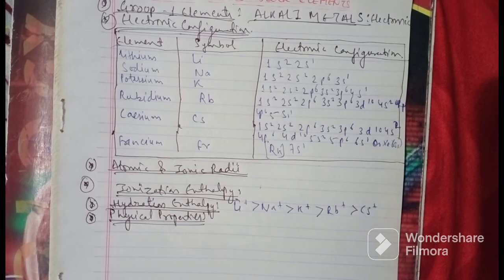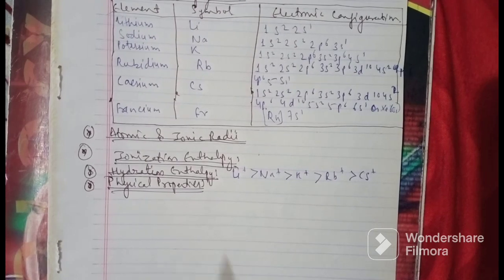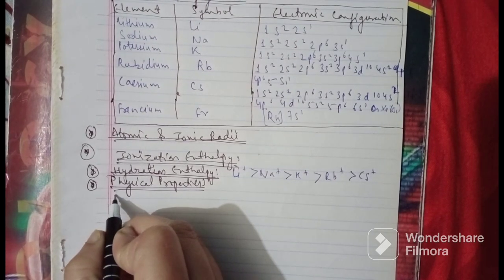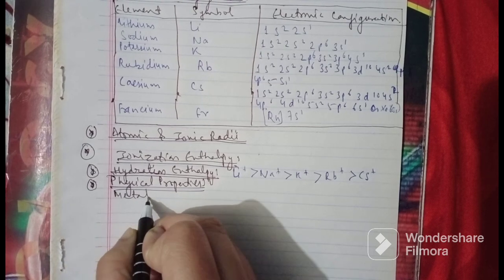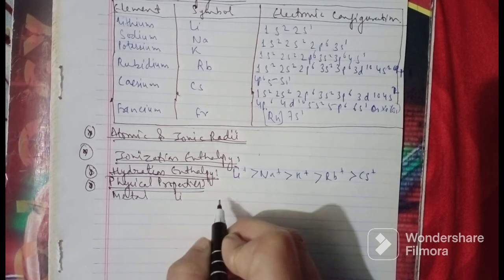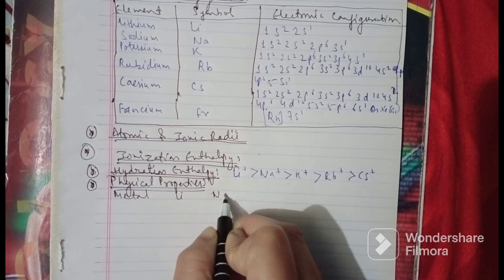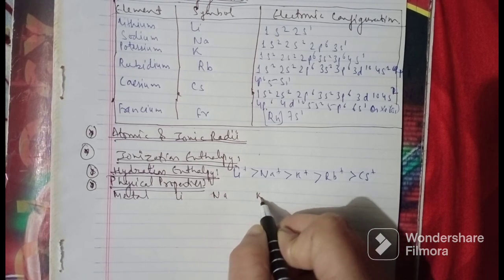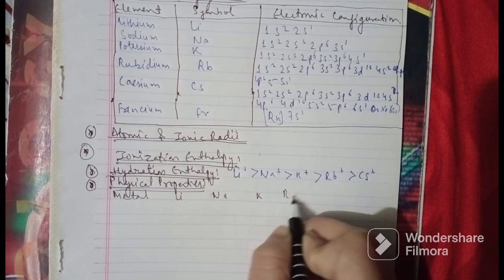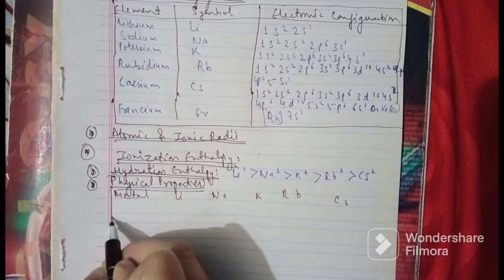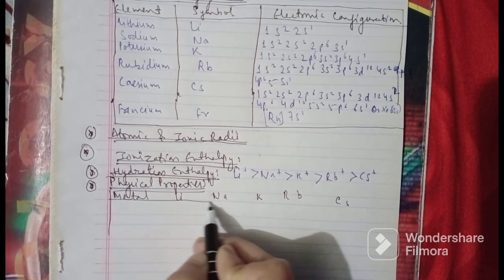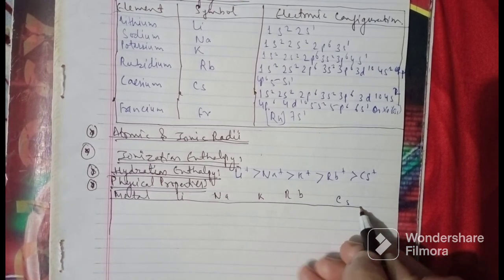In the same way, we'll discuss the metal, color, and of course the range. So we'll go for it. Here we have the metals: lithium, sodium, potassium, rubidium, and cesium. So here we go, the characteristics that we'll discuss for all of these.